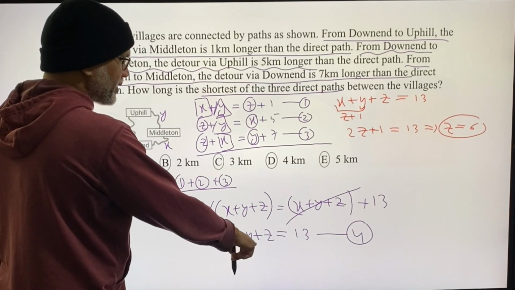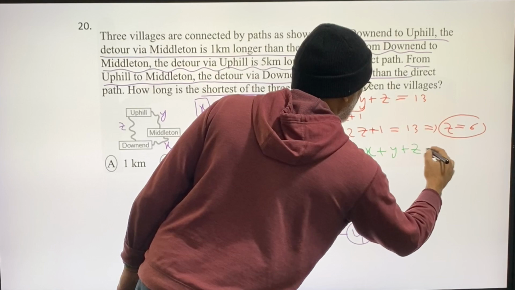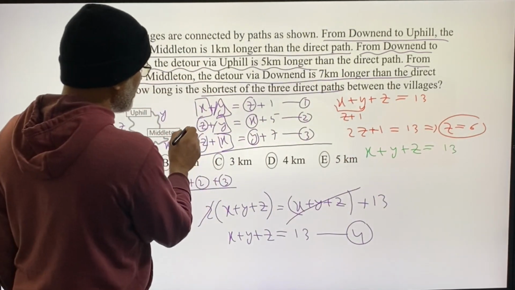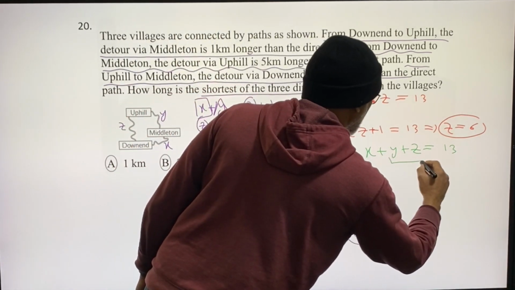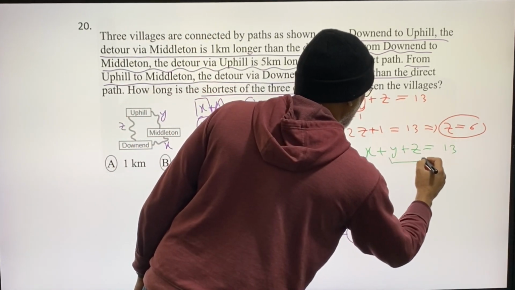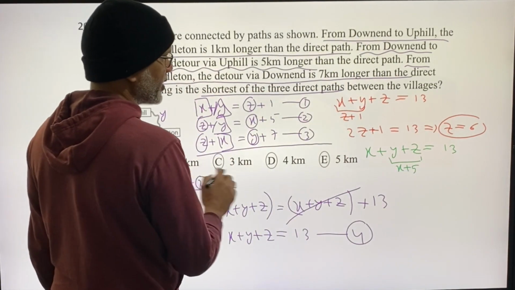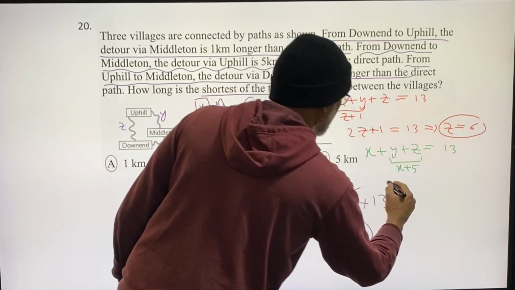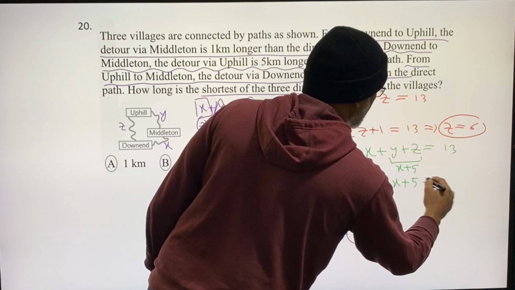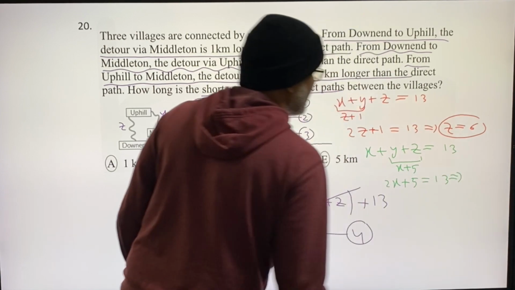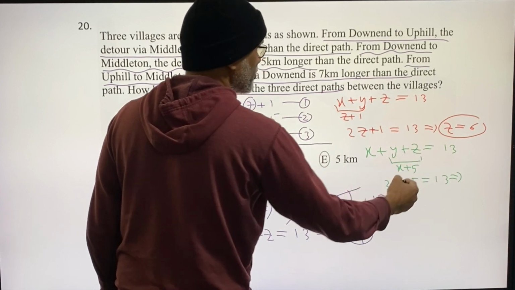Similarly, x plus y plus z is equal to 13, and I use the second equation, z plus y is x plus 5. So z plus y is x plus 5, that is from the second equation. So this is 2x plus 5 is equal to 13. If I take away 5 from 13, that is 8. So x is equal to 4.